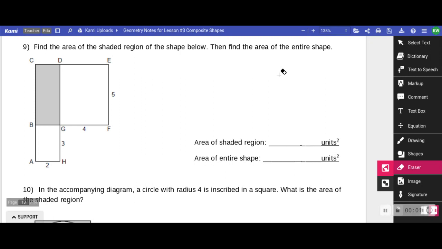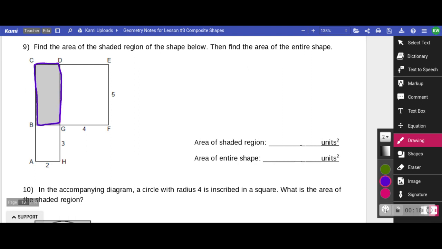All right, so now we're on the third page of notes, and we're going to have to find the area of just the shaded region of the shape below, and then we're going to find the area of the entire shape. So let's take a look at the shaded region below. The shaded region goes from here to here to here to here, and we can see that that's a rectangle. And to find the area of a rectangle, we're going to do base times height, or you could do length times width.